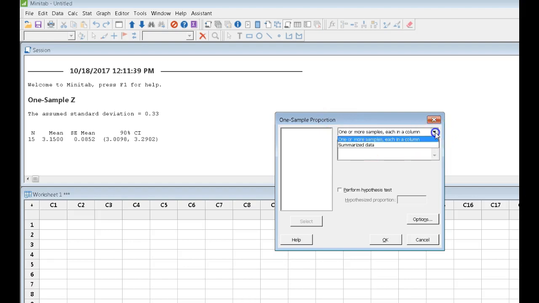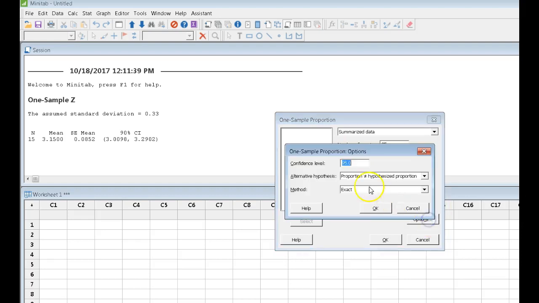We don't have any raw data in this example. We have summarized data. We knew that 25 corporations would prefer to hire a non-smoker from equally qualified candidates out of a total of 100 corporations who were surveyed. We go to options. We want it to be 95% confident. Okay, we want to say not equal to.